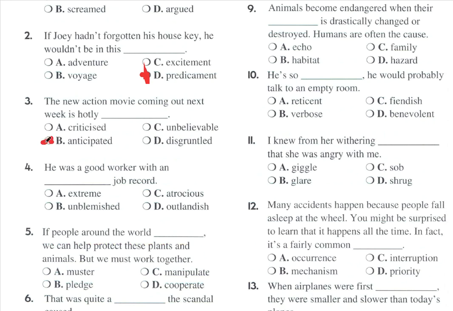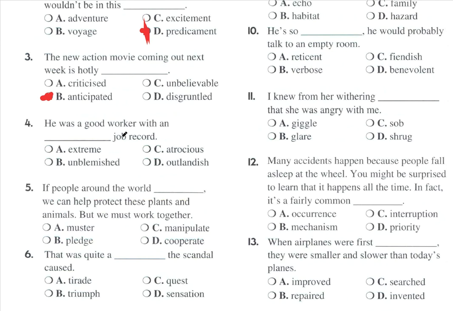So it's actually anticipated, right? It's hotly anticipated. Again, that's a phrase you would become familiar with, and you would realize it would fit the context. I noticed some people got this wrong. He was a good worker with an... all right, so you need to notice good as the adjective there. Extreme is usually not good. It could be good, but it normally would be thought of to be bad. Atrocious is bad, outlandish is bad, so the answer is unblemished, right? Unblemished means he has no blemishes on his job record, so it has to fit that adjective there.